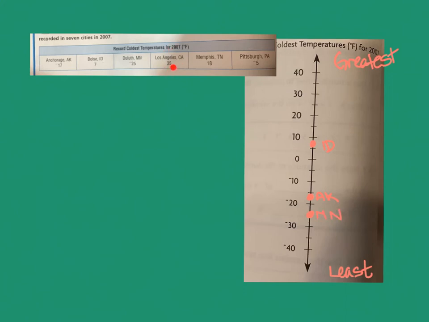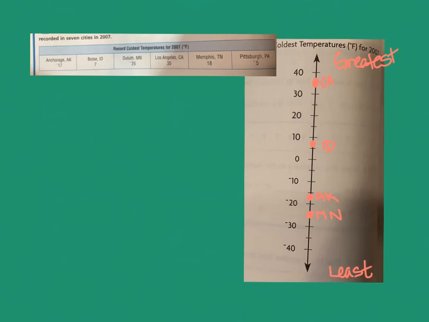Next, Los Angeles, California. Much better. Still, that would be cold to me. 35 positive would still feel cold to me, but it's way better than these. So here I'm at 0. There's 10, 20, 30, and then 35 would be right there. That's California. That's why I live in California, because I can't take the cold.